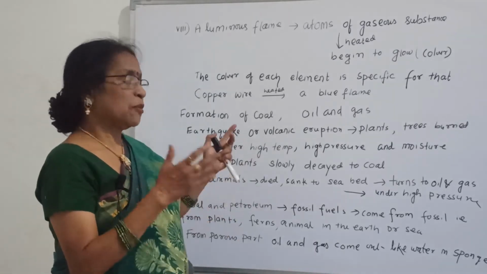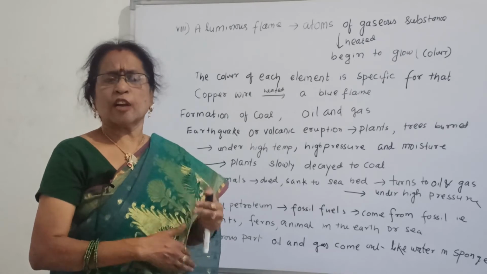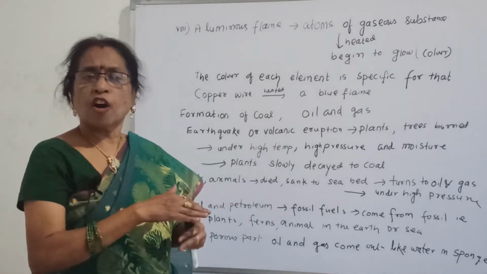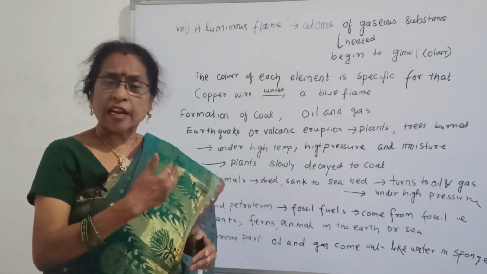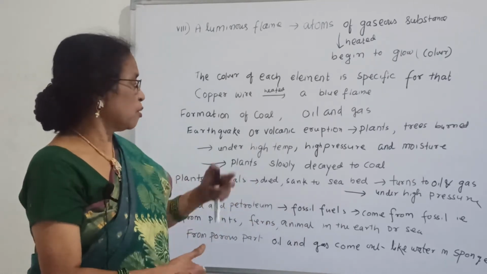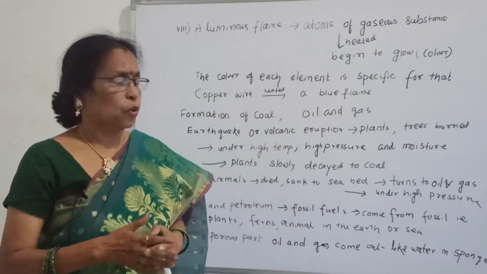Then when a volcanic eruption, earthquake or any natural calamity occurs, the plants and trees are automatically buried under the surface of the earth. And here what happens? With high pressure, high temperature and moisture, the plants slowly decay to coal.